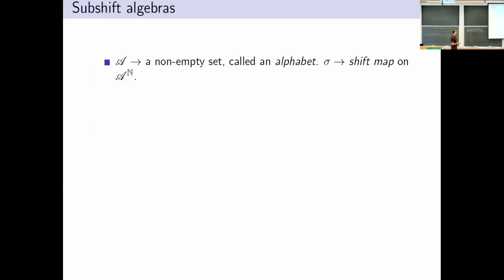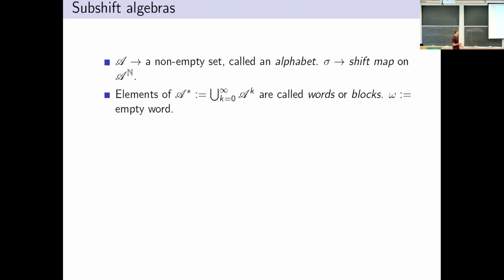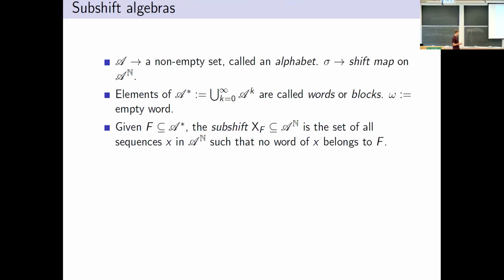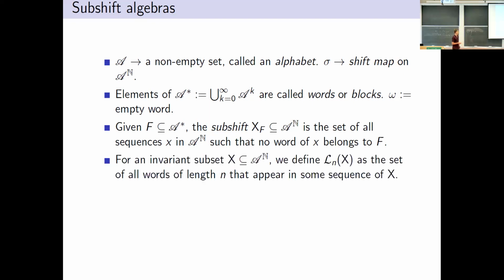Okay, so how can we do this for subshift algebras? We start with an alphabet, any alphabet, and have the shift map on it. Just some notation: A star is the set of words. The data that we're going to start with is any shift invariant subset. I look at the infinite sequences in the alphabet, and I have chosen a shift invariant subset. That's my initial data. The language of a subshift is all the blocks that appear in some infinite sequence.